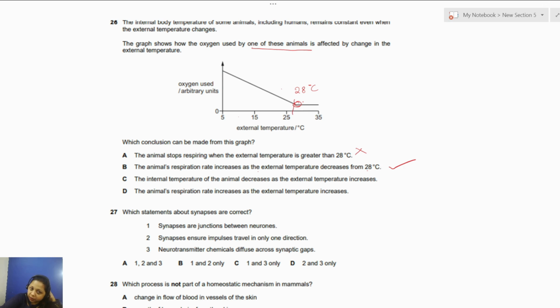If the external temperature is 28, the oxygen used is lesser. But at 5, the oxygen use is more. They're talking about decrease in temperature. When it's 5, there is more oxygen used. So this option B is correct. The internal temperature of the animal decreases? No, it has nothing to do with internal temperature. The animal respiration rate increases as the temperature increases? No.